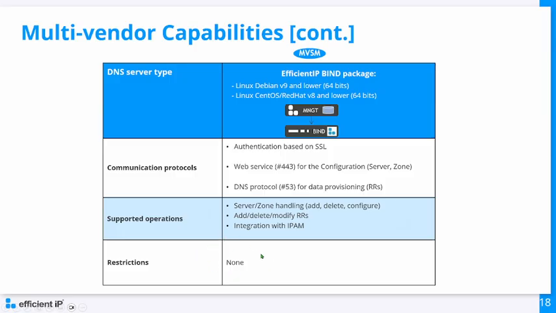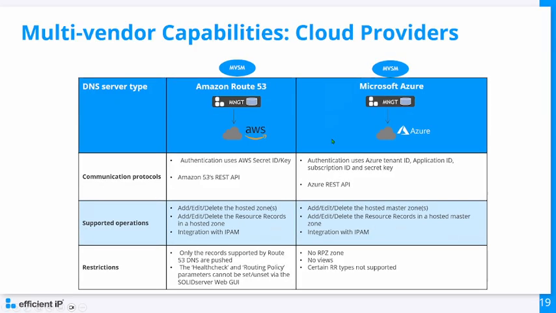So you can deploy your own EfficientIP BIND engine. You download this packet from the EfficientIP support site. You can manage Route 53, you can manage Microsoft Azure. Again, please look at the limitations.